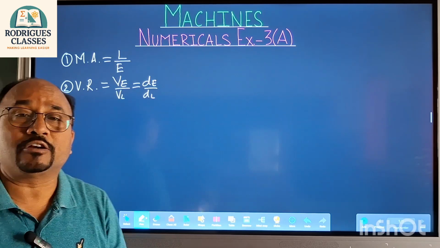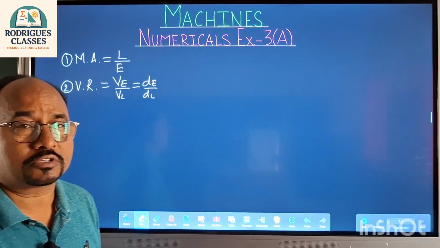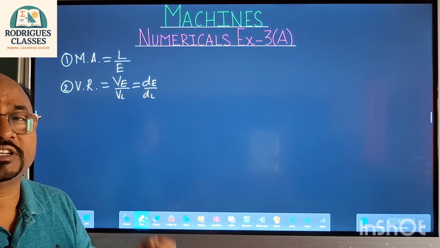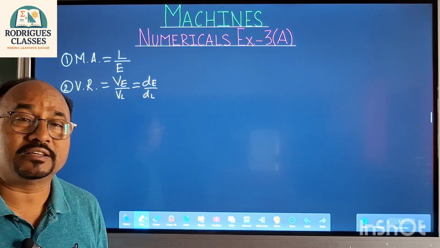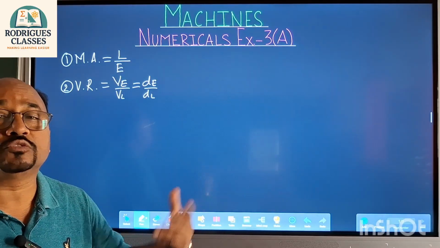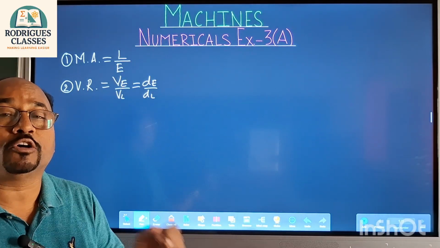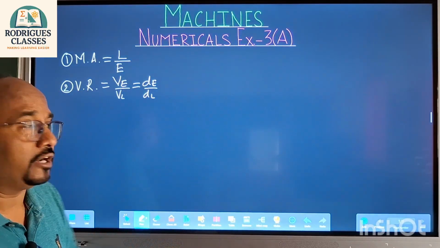But mechanical advantage can change because as the machine is being used, there will be friction increasing; wear and tear will lead to increase in friction. So as a result, mechanical advantage of a machine can change as we are using it over time, but velocity ratio will remain fixed. Next thing to remember is this part.